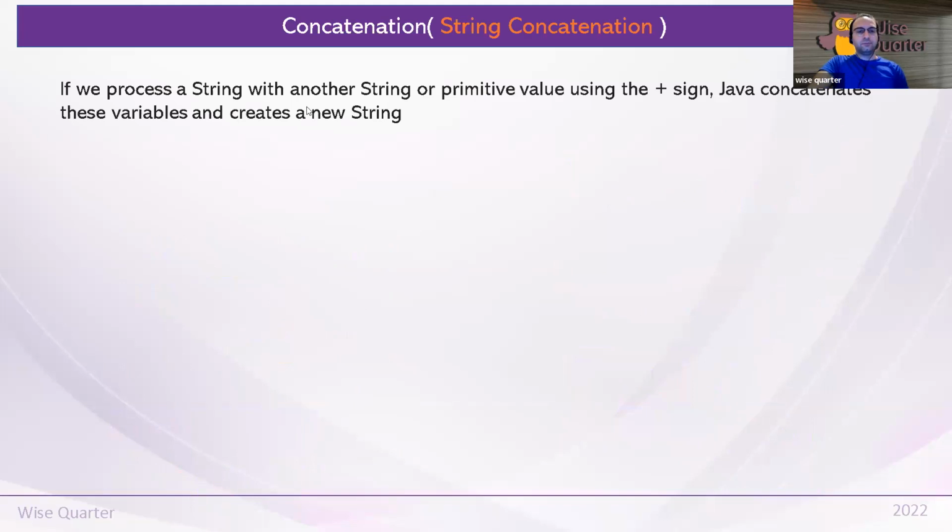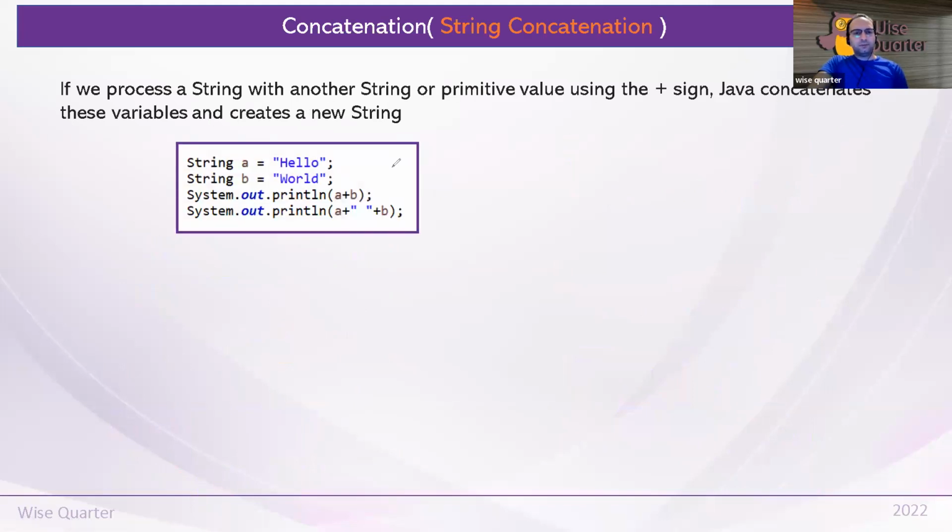Okay, let's see what's happening here. For example, we have a string A variable, hello, and B is world. When I try to print the values of A and B with plus, the result will be helloworld. As you can see, there is no space between them because we haven't put anything there. If I print them like this, A plus a space, which should be between double quotes, plus B, Java will add a space between them. If you add a space without double quotes, it means nothing for the computer. Even though you add hundreds of spaces between A and B, if you don't use double quotes, the result will be the same.